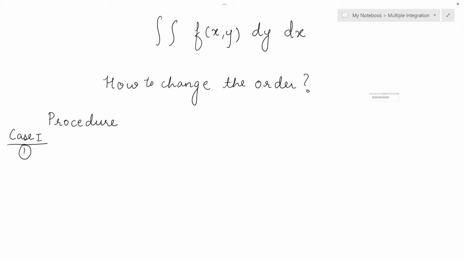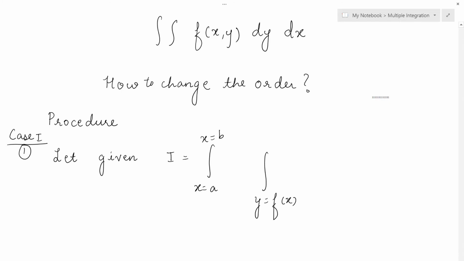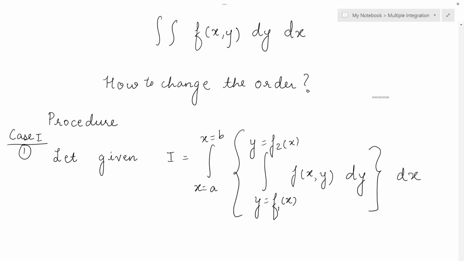Now let us consider case 1. The procedure is, for example, let the given integration be I equal to the integration. First, this is given to you. That means the inner limits are given in terms of x, that is, y is equal to something, and this is y is equal to f2 of x. Some integration, obviously, since we have done it earlier also. Here in this case, the inner integration will be for y.